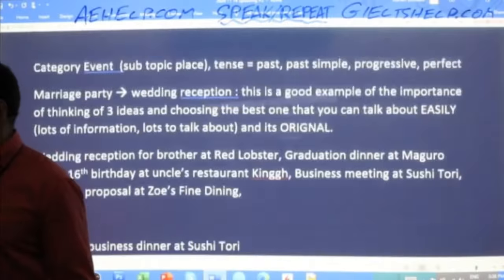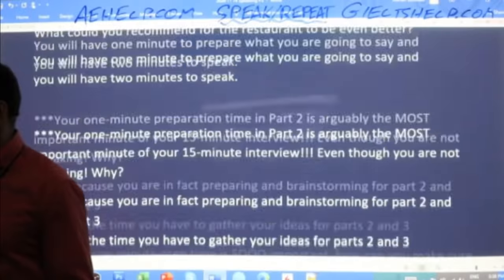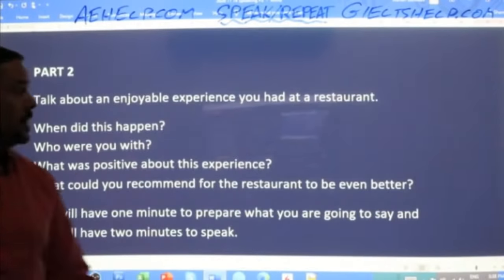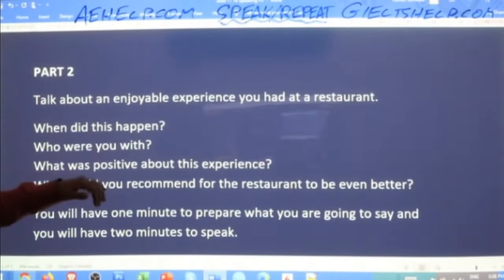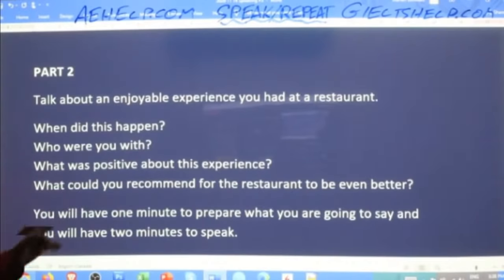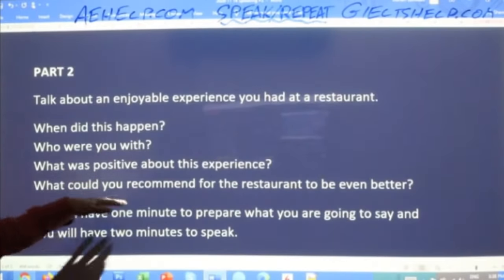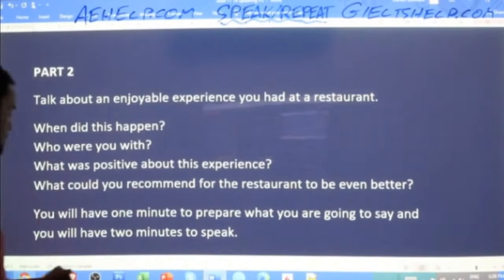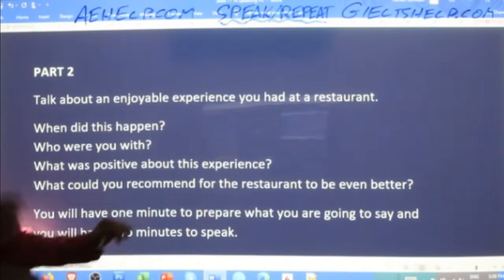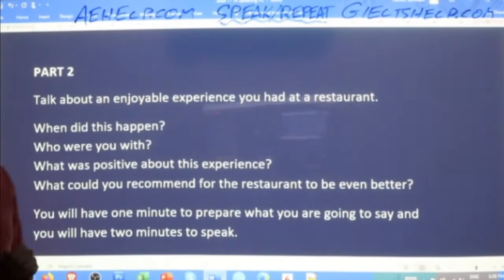In the 1 minute, when you see this part 2 card: talk about an enjoyable experience you had at a restaurant. When did this happen? Who were you with? What was positive about this experience? What could you recommend for the restaurant to be even better? You will have 1 minute to prepare what you are going to say.